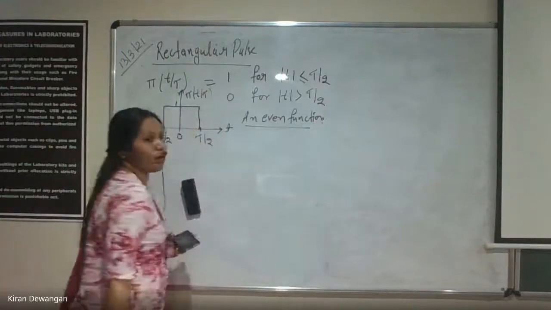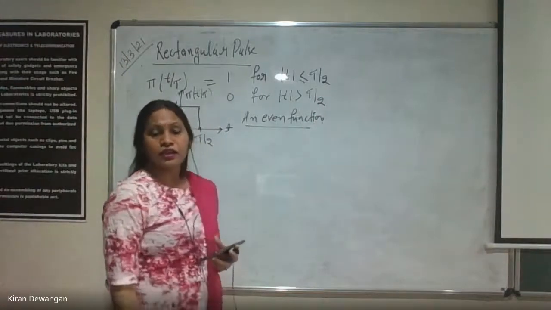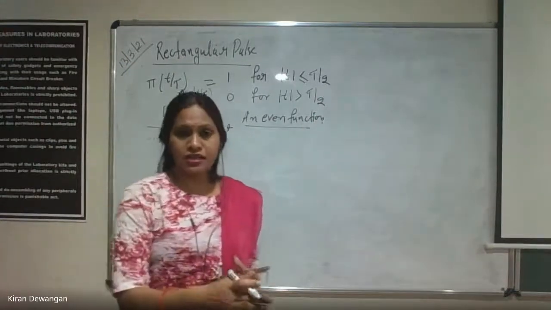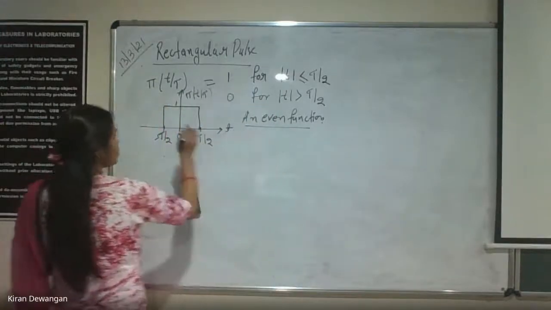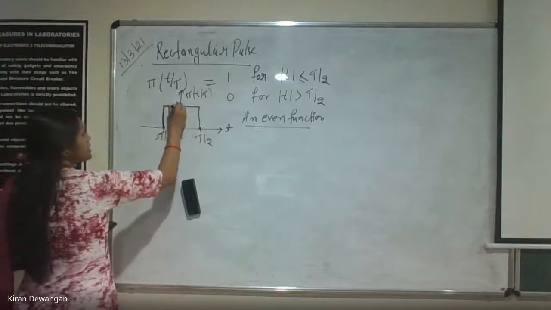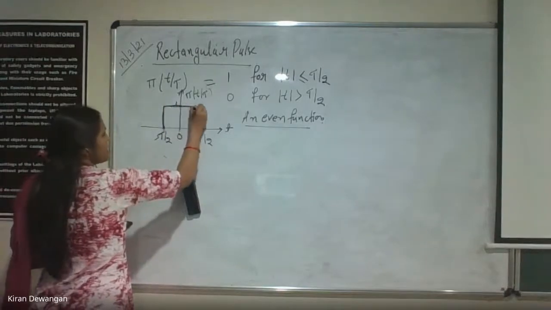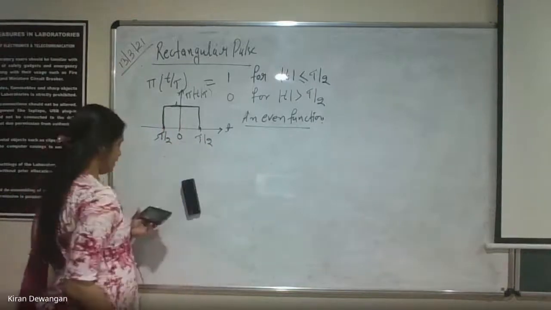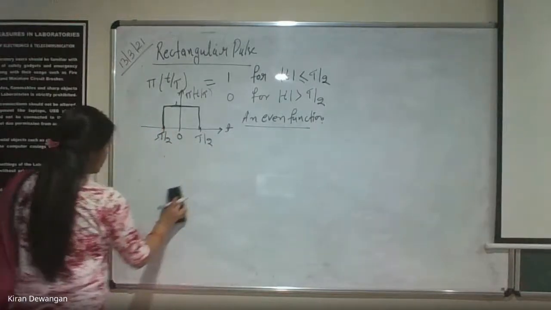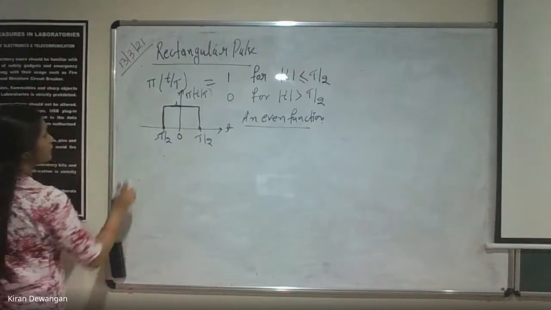Even function we have already studied. The function which is the same for minus t and plus t is known as an even function. So we can see that it is existing for minus t, and similarly it is existing for plus t also. So this is an even function. Now the next one is the triangular pulse.